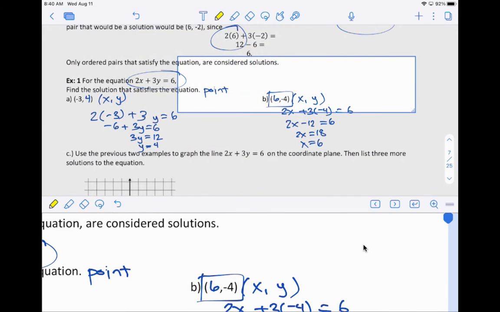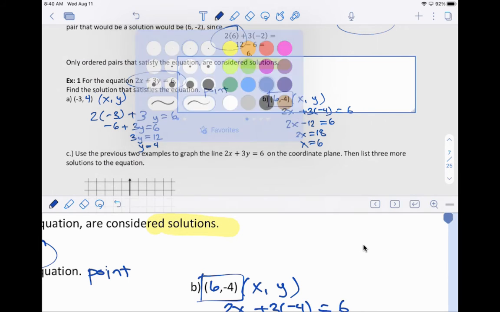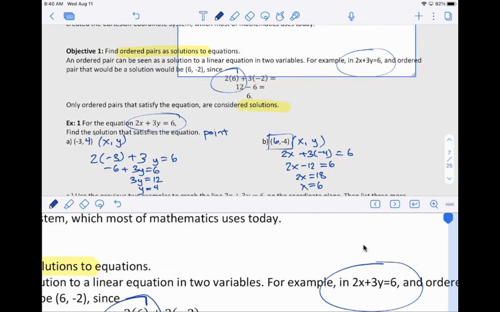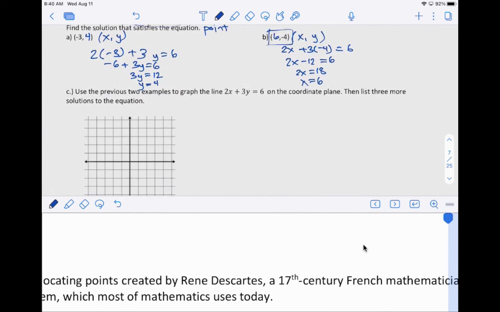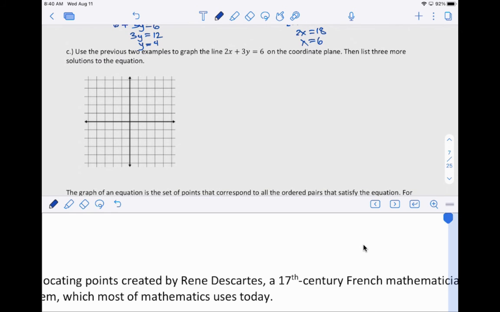So solution is a word we use a lot in math. Pardon me, I meant to highlight that. Solution is a big word in math. So if you see "find the solution to the equation," that's what they're talking about: the point that satisfies this math, that makes this math true. Use the previous two examples to graph the line on the coordinate pair, and then list 3 more solutions.